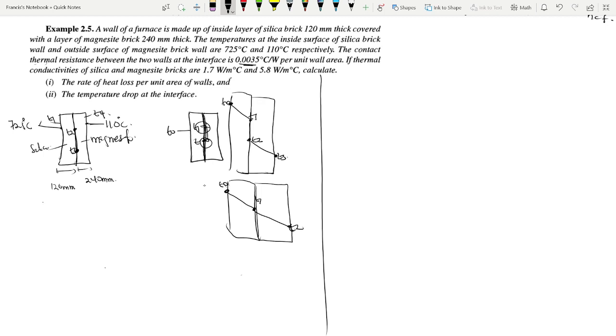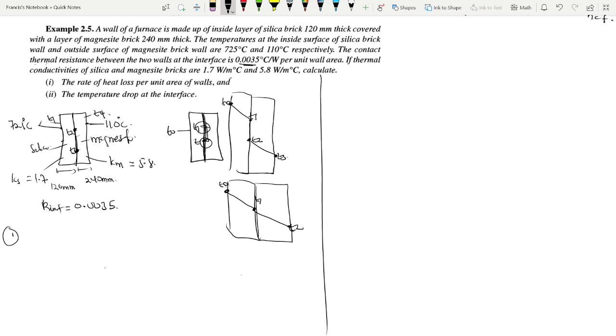Now let's call that thermal resistance R interface, equal to 0.0035. The thermal conductivity of silica, Ks, is 1.7, and that of the magnesite, Km, is 5.8. Calculate the rate of heat loss per unit area of the walls. Now, we know that from the composite wall we did, the rate of heat loss is the drop from this point to this point, then from here to here. So they are the same throughout.